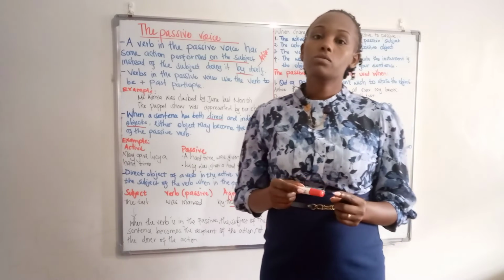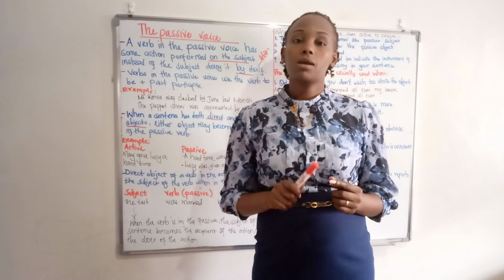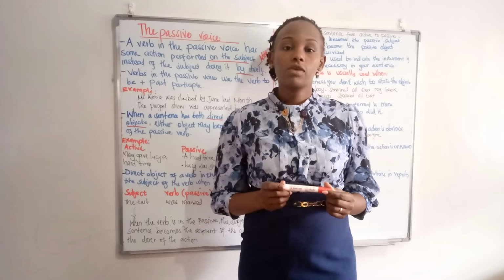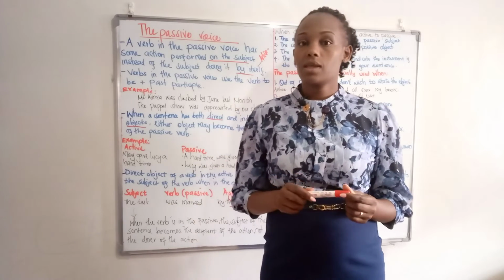Now, indirect object is the recipient of the direct object. For example, the man gave his wife a necklace. In this example, wife here is our indirect object, while necklace is our direct object.